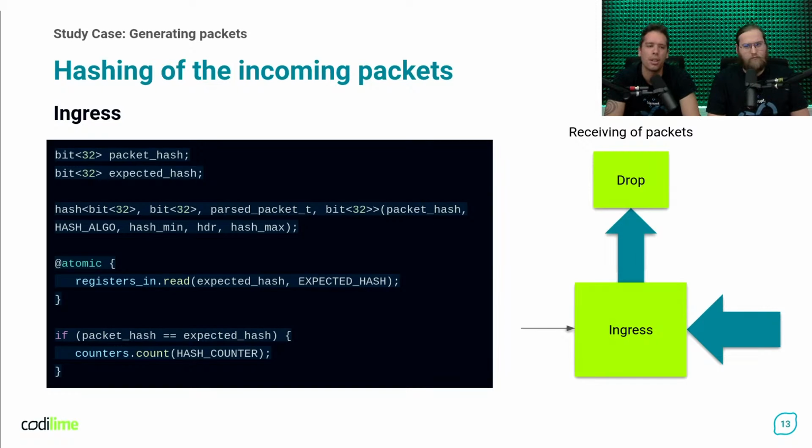This is hashing of the incoming packets. This is actually rather simple. The stream of packets that is coming to the ingress of our pipeline, we basically just invoke a hardware function to hash it, and then we read the register to retrieve the expected hash value, and then we compare the hashes. If the hashes are correct, then we increase the counter.